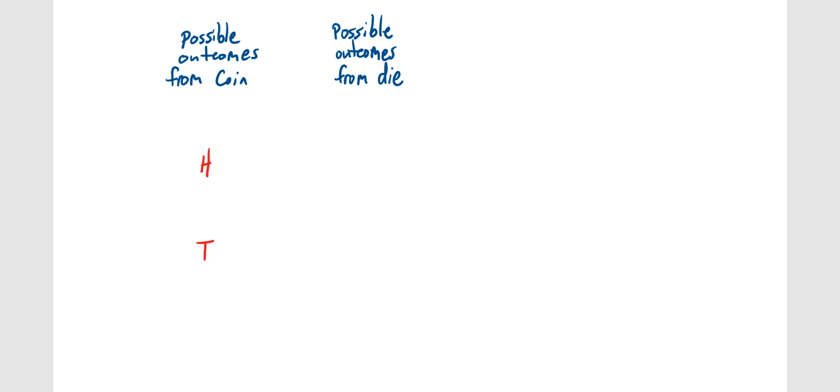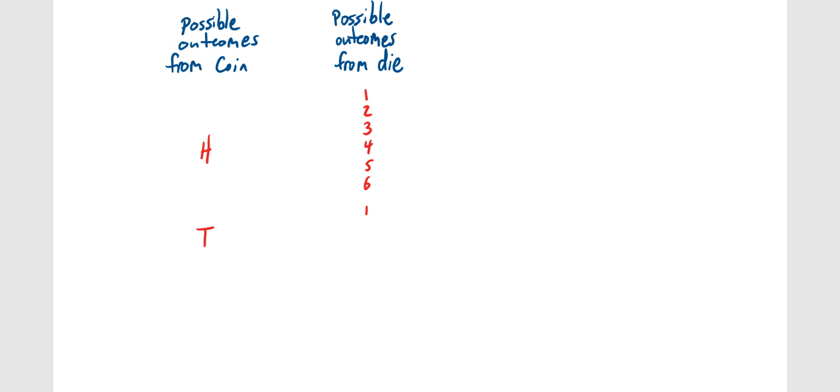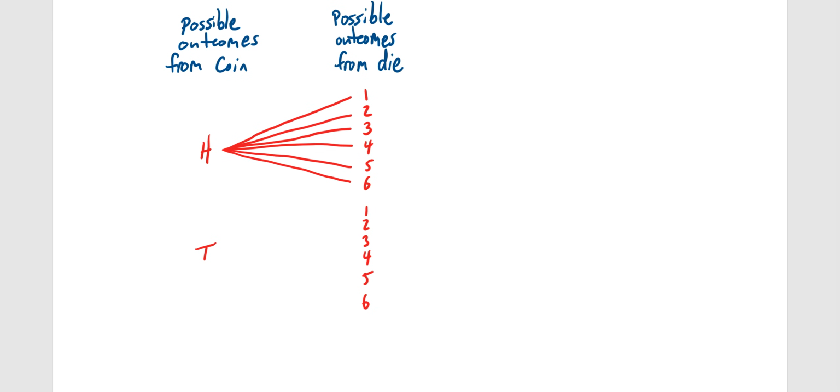So what we're going to do is we're going to give each one of these that possible outcome. So we're going to have 1, 2, 3, 4, 5, and 6. And then for tails, we're going to have the same thing. So what this means is we're going to either flip a heads and then roll a 1. We're going to flip a heads and then roll a 2, heads and 3, heads and 4, heads and 5, or heads and 6. Or we can toss a tails and 1, tails and 2, tails and 3, tails and 4, tails and 5, and tails and 6.